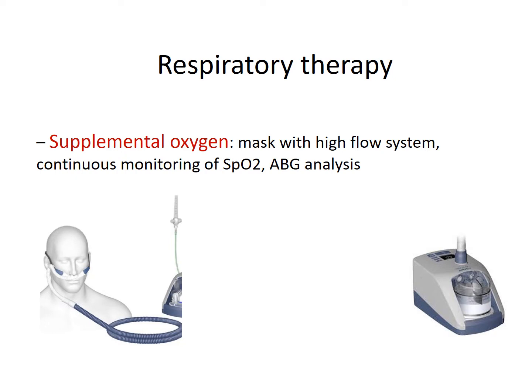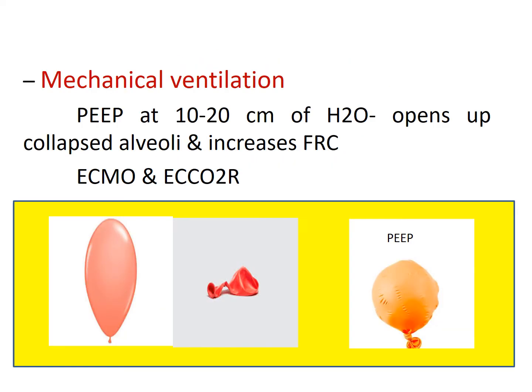Also, if the patient develops metabolic acidosis or alkalosis, that also can be assessed using this ABG, arterial blood gas analysis. Then mechanical ventilation for ARDS patients. Definitely these patients will need mechanical ventilation. In mechanical ventilation, PEEP, that is positive end expiratory pressure, should be kept at 10 to 20 centimeter of water. It helps to open up the collapsed alveoli and increases FRC.